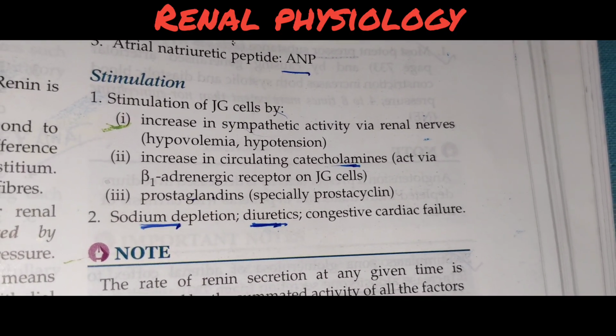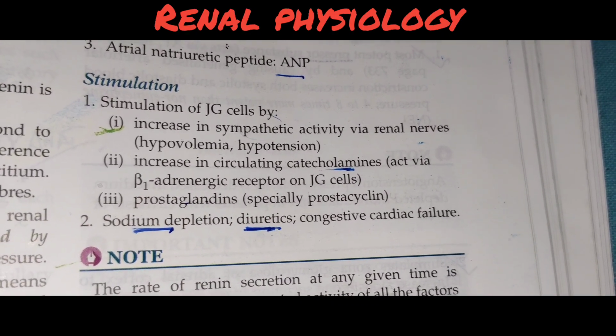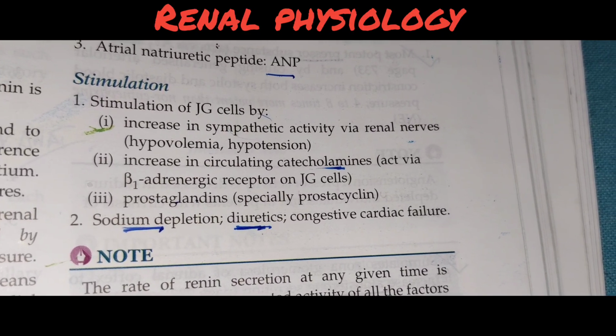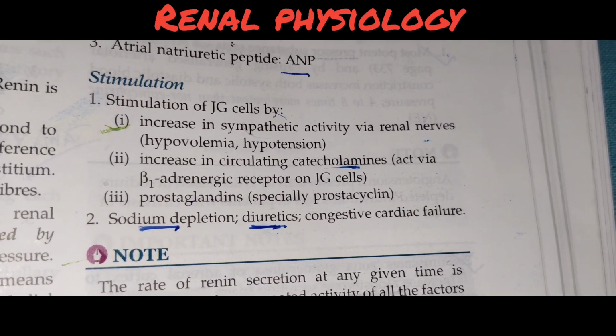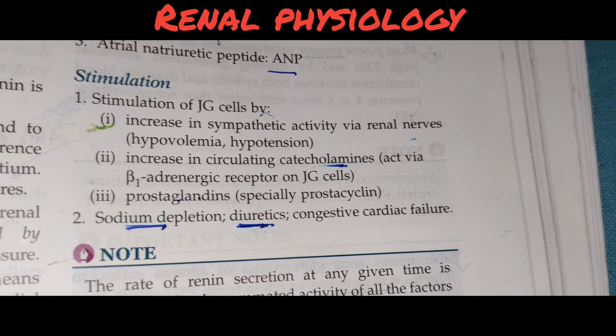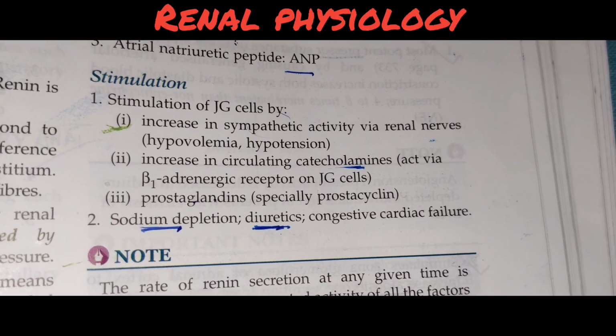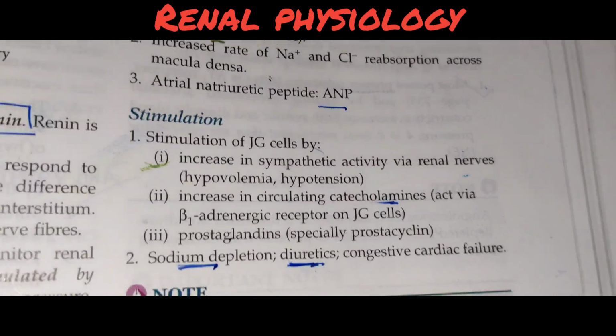Another cell which we did was the macula densa cell. So how is the macula densa cell stimulated? When there is less sodium, and we know diuretics decrease the sodium level. And another cause is congestive heart failure. It will stimulate renin secretion.